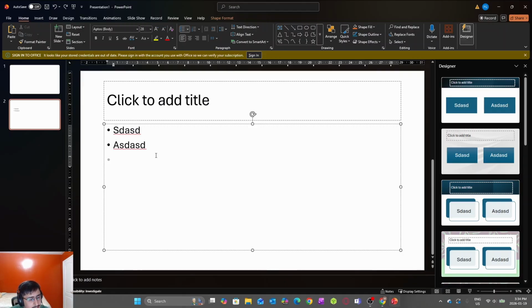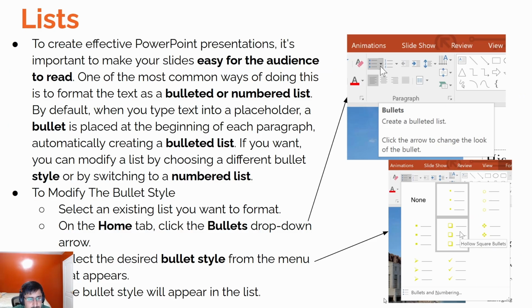Which is why we use the bullet format. Because there's separation, audience members can go from point to point. It's a great way of creating visual hierarchy, and it lends itself very nicely to short bursts of text, making them more readable as compared to an individual paragraph-by-paragraph basis. By default, when we type text into a placeholder, a bullet is placed at the beginning of each paragraph.